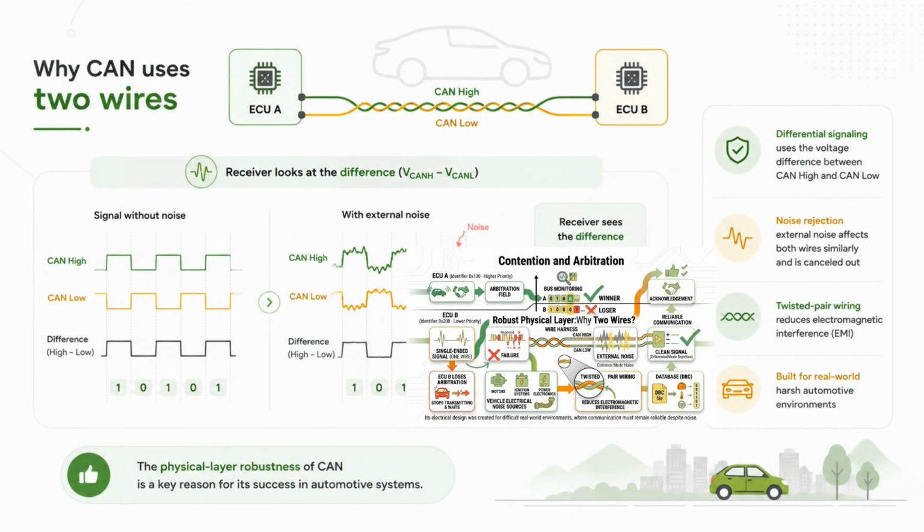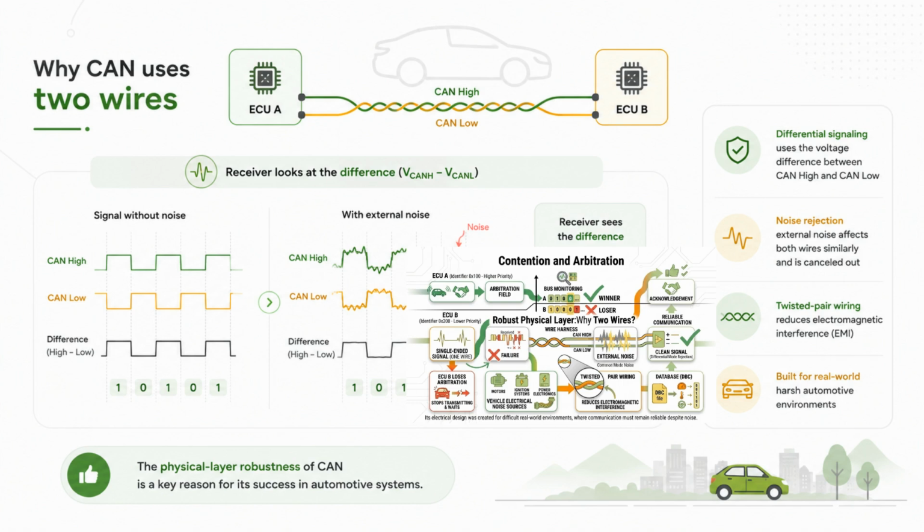Why does CAN use two wires instead of one? CAN high and CAN low carry a differential signal. The receiver is interested mainly in the voltage difference between the two lines. External electrical noise may affect both wires in a similar direction. Because the receiver compares the difference, common noise can be rejected more effectively than with a simple single-ended signal. This is extremely useful inside a vehicle, where motors, ignition systems, power electronics, and long harnesses create electrically noisy conditions.